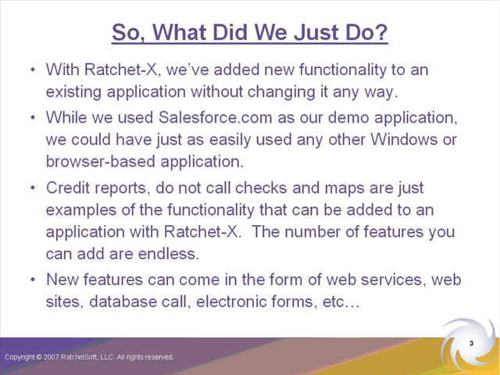So what have we done? Without changing Salesforce in any way, I've mashed in the ability to acquire an Experian credit report, check the Do Not Call status of the phone number, and pull a Google map. That's pretty impressive. Think about the applications you use every day and how valuable it would be if you could, without changing them, add new capabilities such as calling web services, grabbing data from websites, initiating database calls, or integrating data from electronic forms. The number of ways you can use Ratchet-X to help you be more productive is limited only by your imagination.